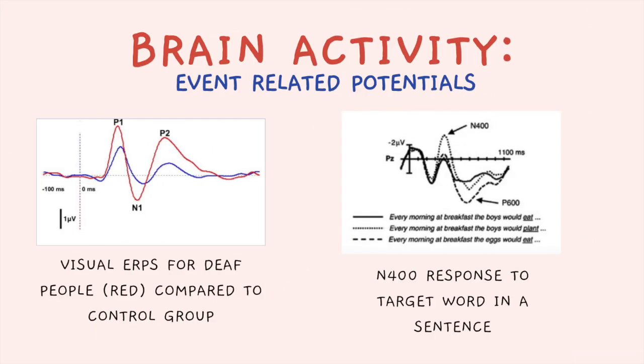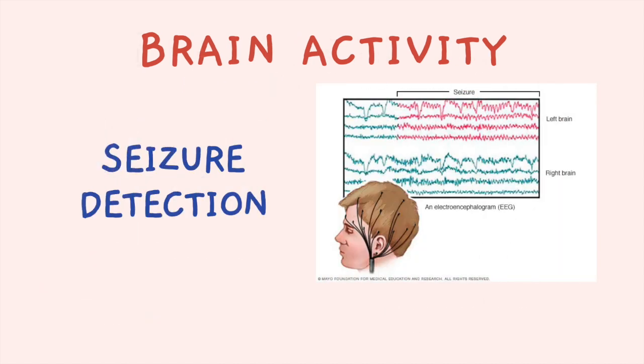Since the movement of brain activity is pretty predictable, EEG is used to read event-related potentials, which are small voltages generated in the brain structures in response to different stimuli. This can range from looking at a deaf person's ERP compared to a control group, or just looking at someone's ERP after hearing certain words in a sentence. EEG can also be used for detecting seizures. It can display any abnormality in brain activity.